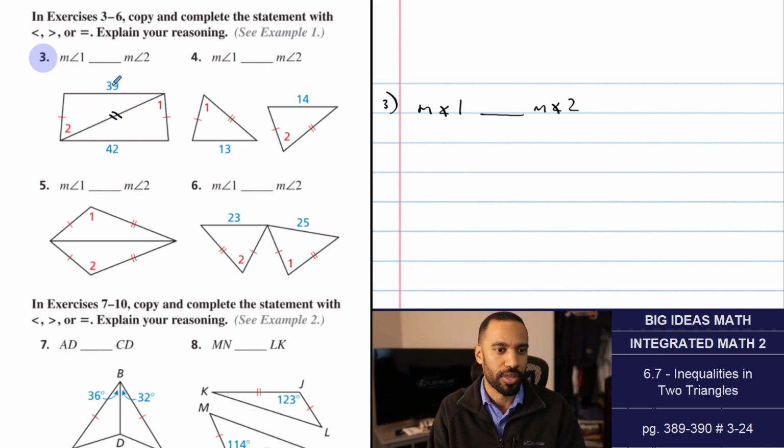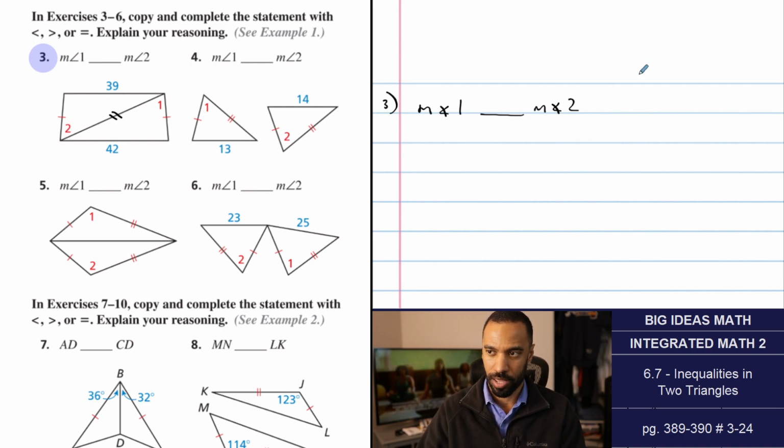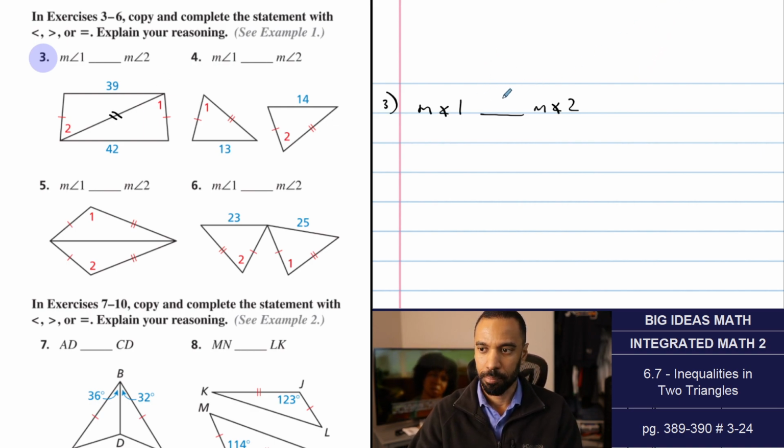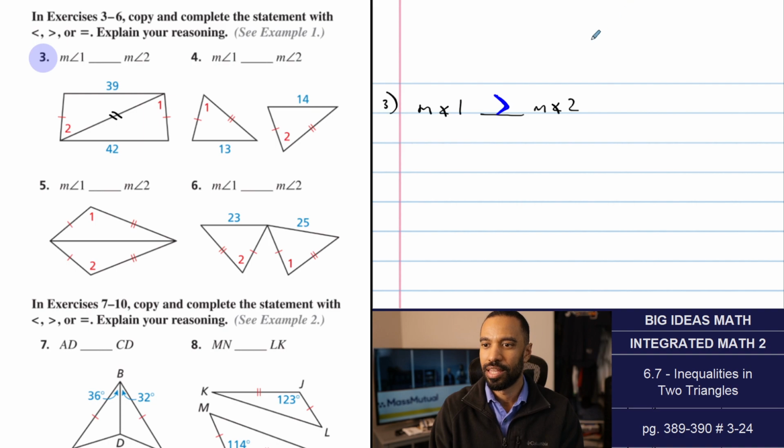But 42 is more than 39, so by the converse of the hinge theorem, opposite the bigger side will be the bigger angle. So angle 1 is going to be greater than angle 2 in comparison by measure. And that's not a greater than or equal to, by the way. That's just an underscore to show which one it's going to be. That will be number 3.